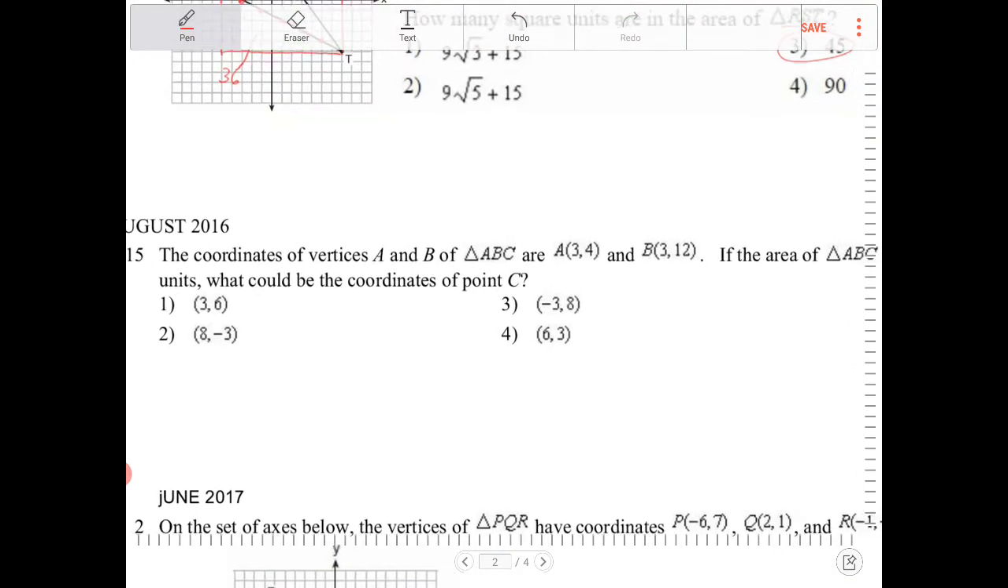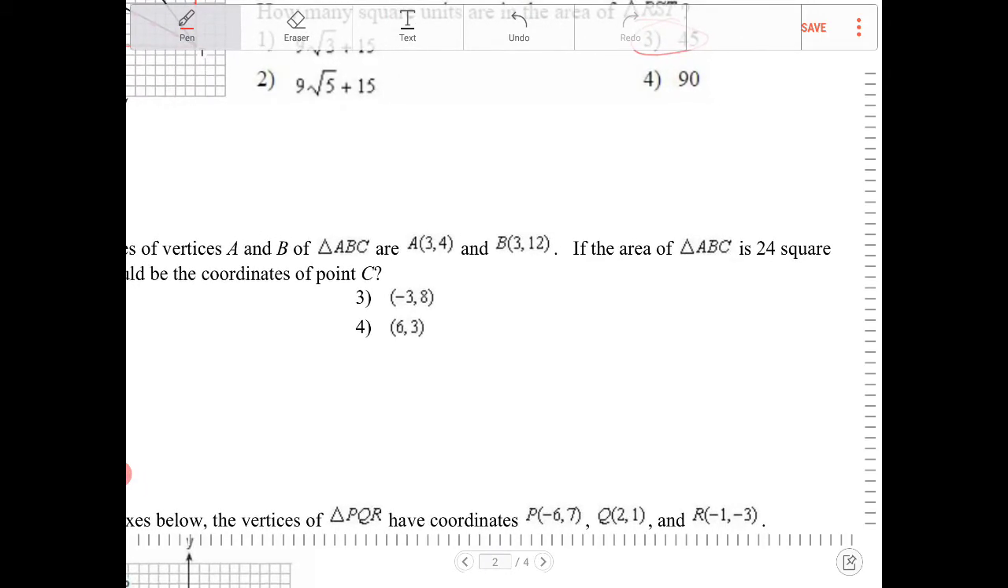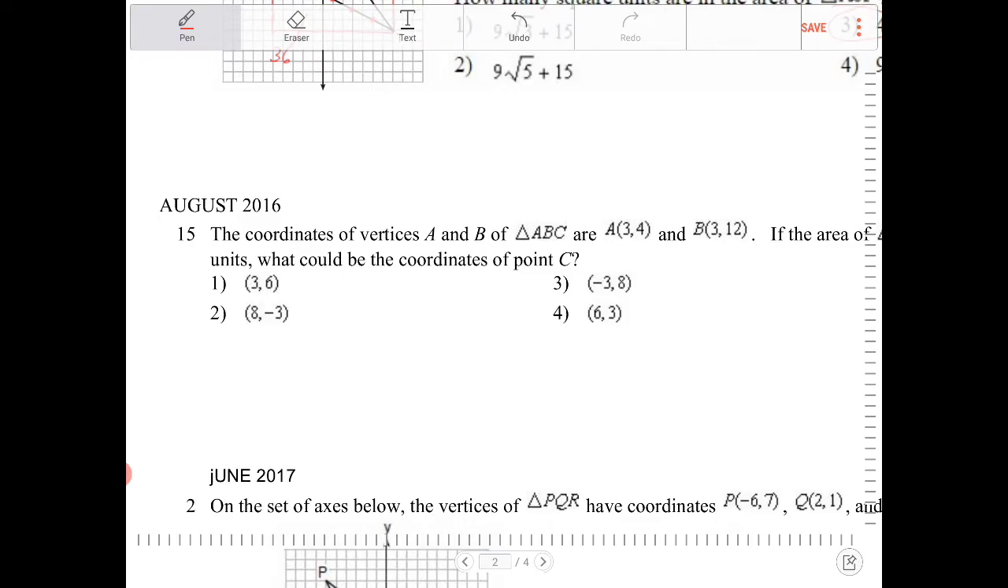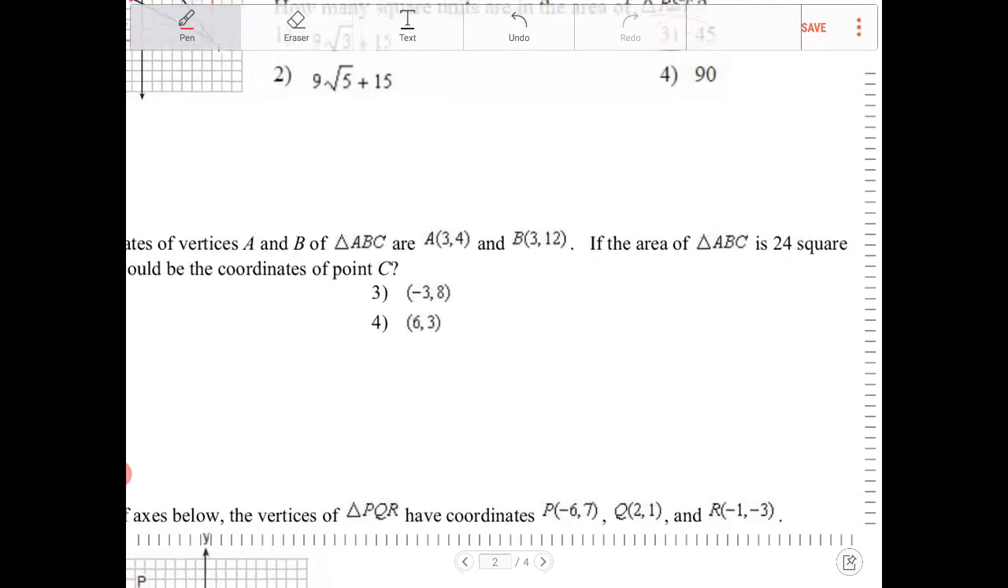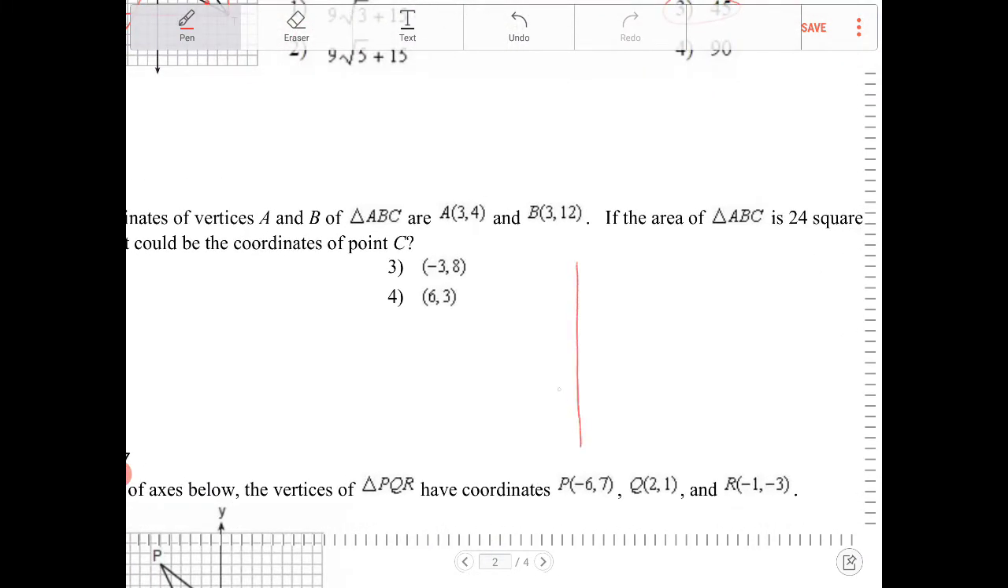The coordinates of vertices A and B of triangle ABC are shown. Okay, if the area of triangle ABC is 24 square units, what could be the coordinate of point C? So, let's draw this thing out. A is 3, 4, so I'm going to put a point right there. And B is 3, 12, so that's directly above. So AB has a length of 8 then.